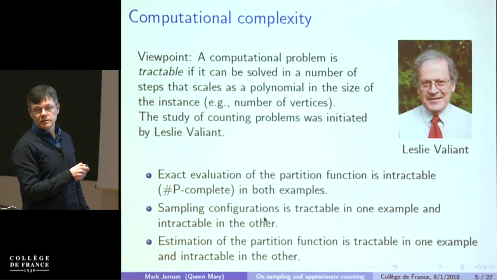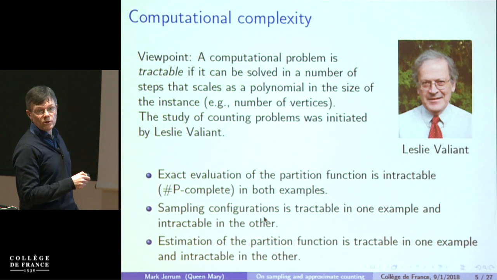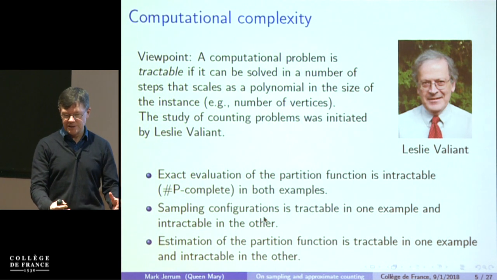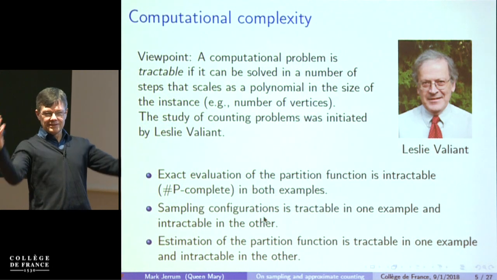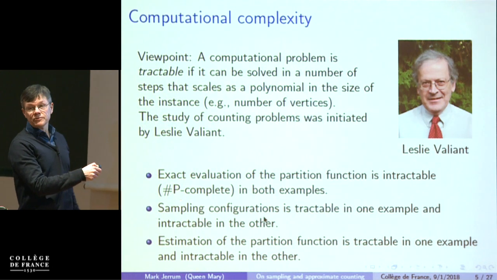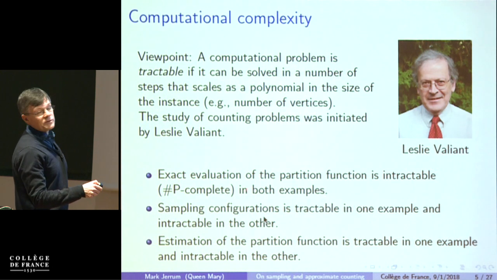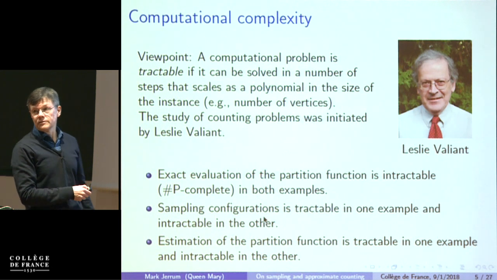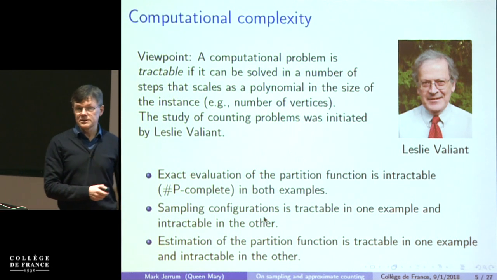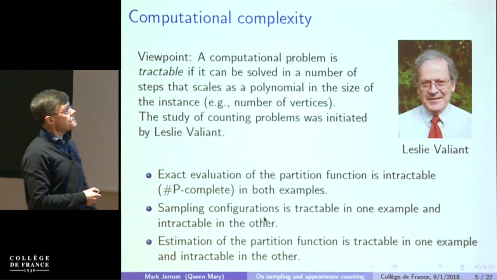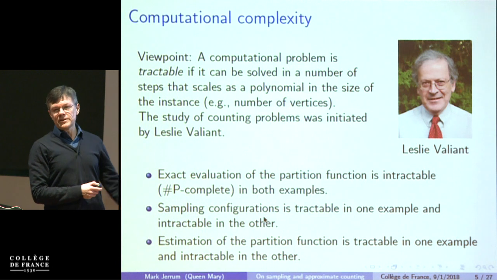So this is the analog of NP for counting problems. So it's a bigger class even. Even if P equals NP, which is hardly likely, nevertheless this bigger class might survive. It might not collapse down. And it turns out that the exact evaluation of the partition function is intractable in both the cases that we saw, for both the independent sets and the matchings, and indeed for almost every other example.